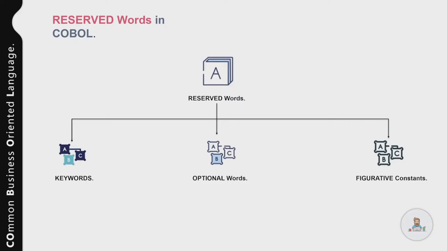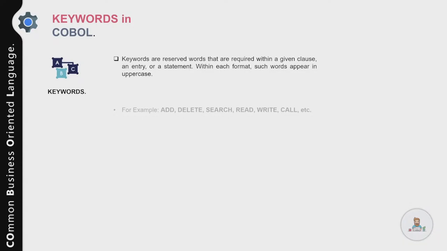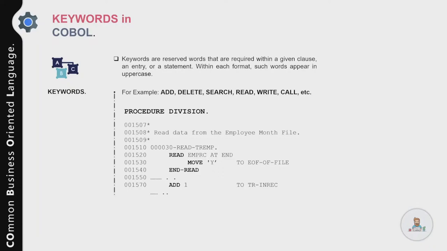So keywords are reserved words that are required within a given clause, entry, or statement. And within each format, such words appear in uppercase on the main path. Here are some examples of keywords. However, the list of reserved keywords is quite lengthy. So first one is ADD, which is generally used to add two or more variables as per your requirement. Thereafter, you have DELETE, which is used to delete a record from a file. Thereafter, you have SEARCH, which is used to search for any specific value in an array or a table.